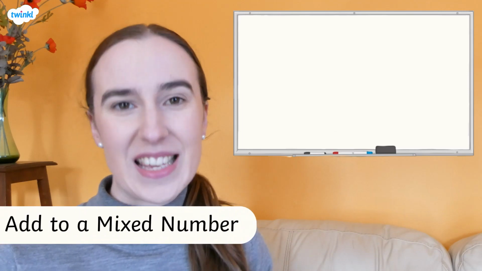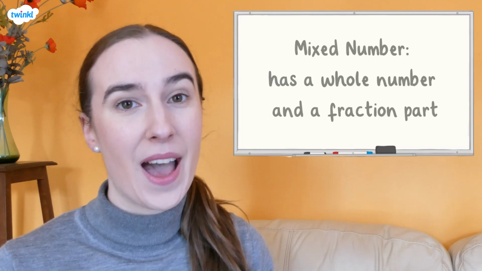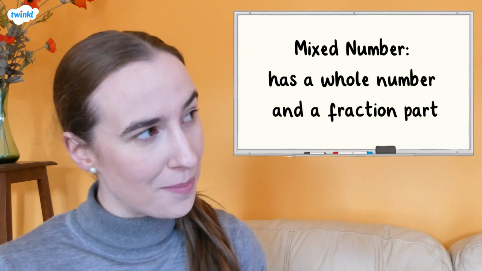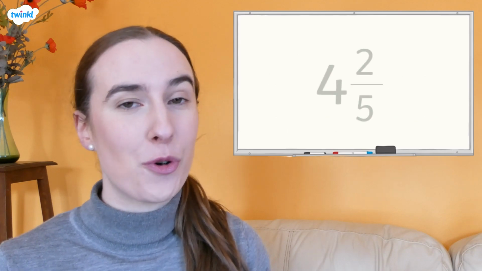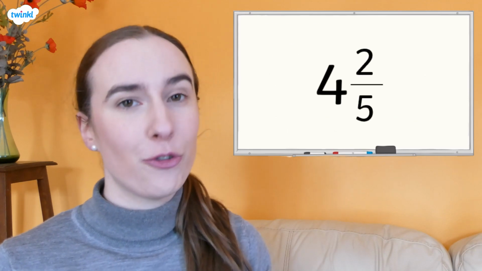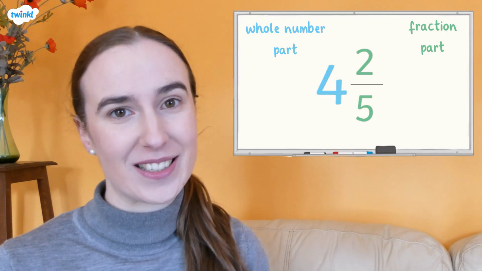Hi there! This video is here to help you with adding to a mixed number. A mixed number has a whole number and a fraction part. In the mixed number 4 and 2/5, 4 is the whole number and 2/5 is the fraction part.